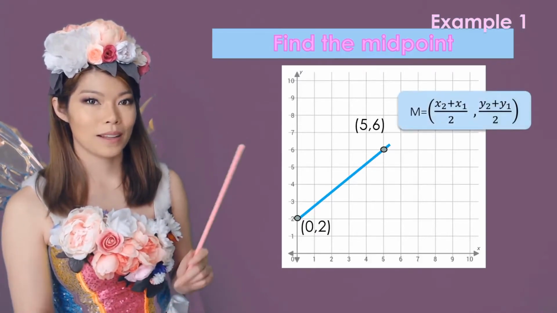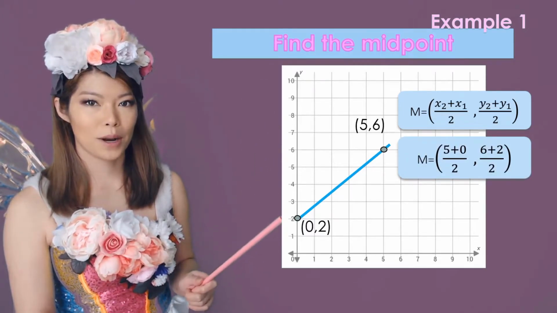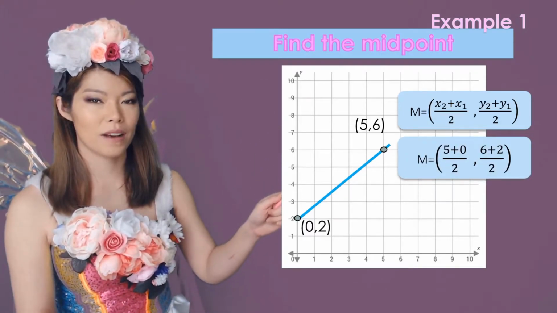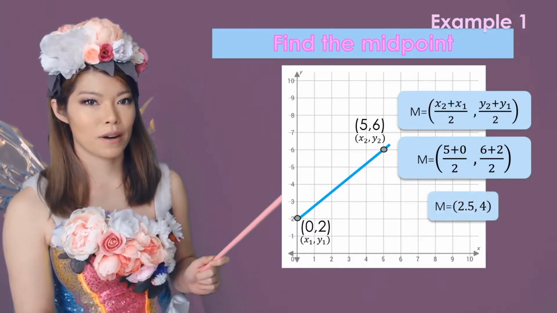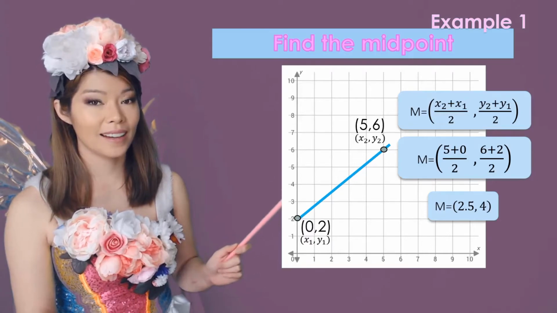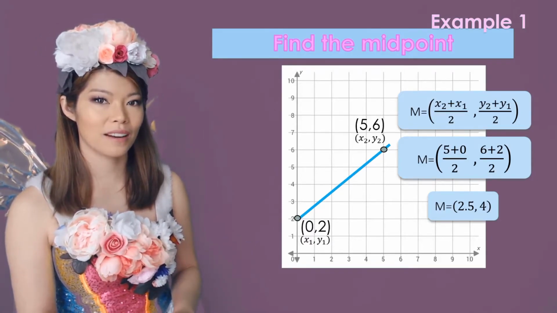So we're going to plug in the same equation. So the midpoint is 5 plus 0 divided by 2. And the y value is 6 plus 2 divided by 2. So we get 5 divided by 2 is 2.5 and 8 divided by 2 is 4. So the midpoint is 2.5 and 4.